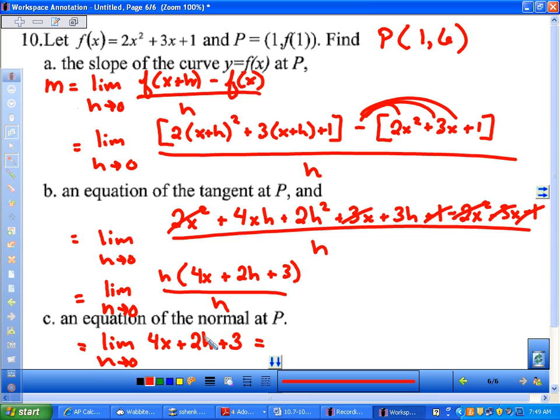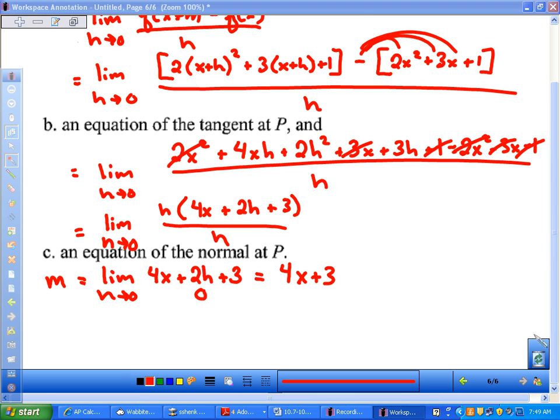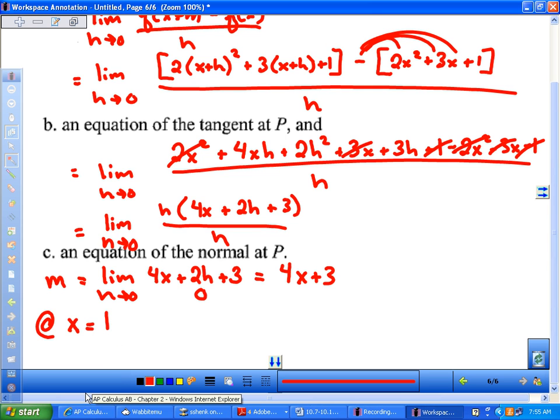Direct substitution. What's going to happen to this 2h? It's going to be 0. So the slope anywhere on the curve will be defined by what? 4x plus 3. Now specifically, we want at x equals 1. Well, at x equals 1, y we determined was going to be 6. And our slope is going to be 4 times 1 plus 3, which is equal to 7.